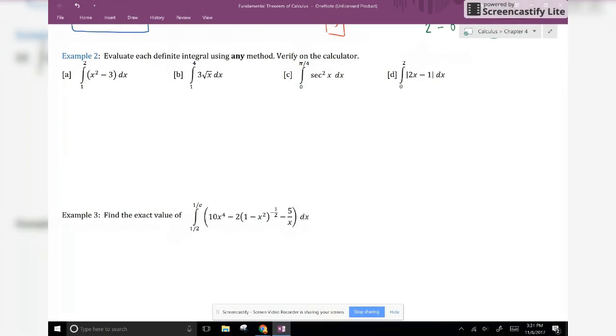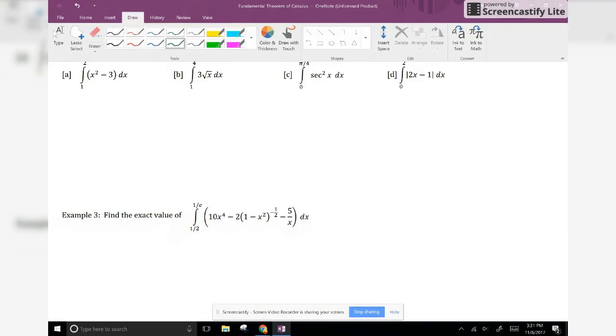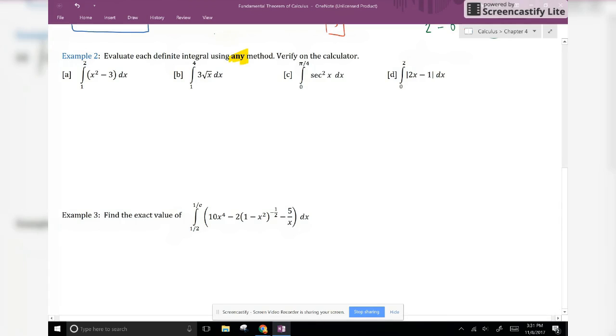All right, nice work there. Now let's go ahead and finish this up. Let's go ahead and try another one, or another 4. Let's evaluate using any method. Any method, huh? All right, well, what do you mean by any method? I think we only know one method. Not true, we know 2 methods, right?